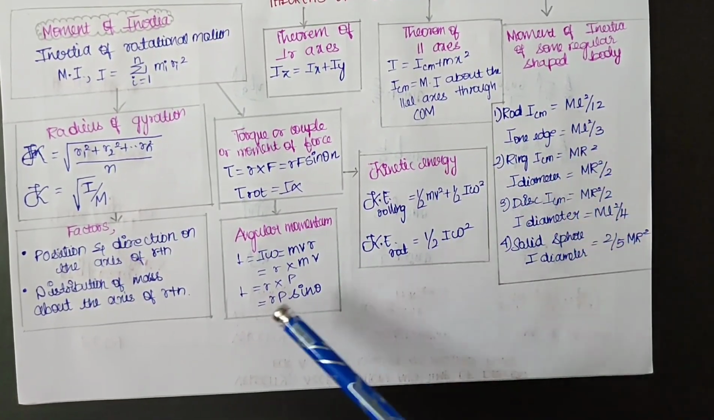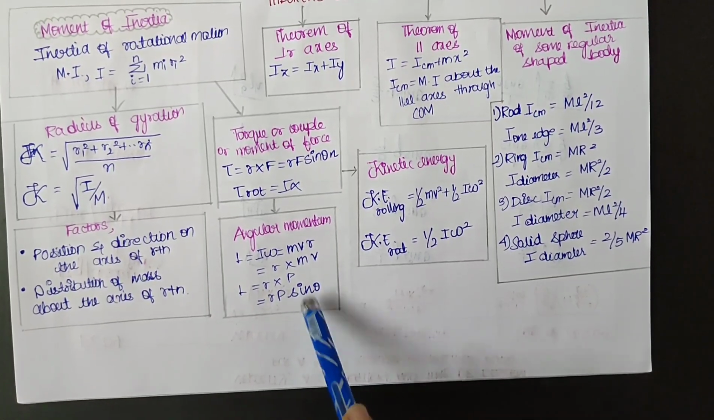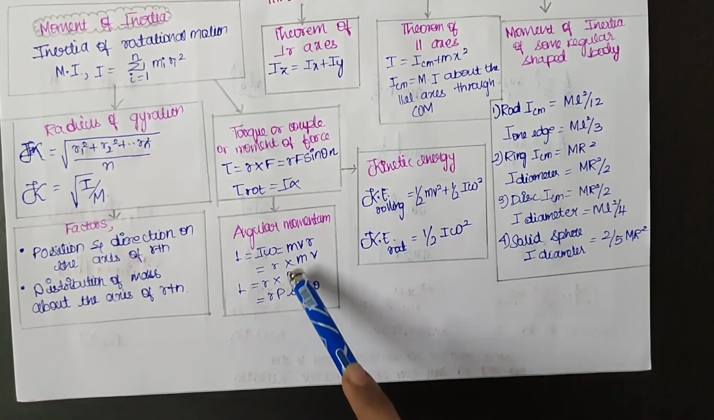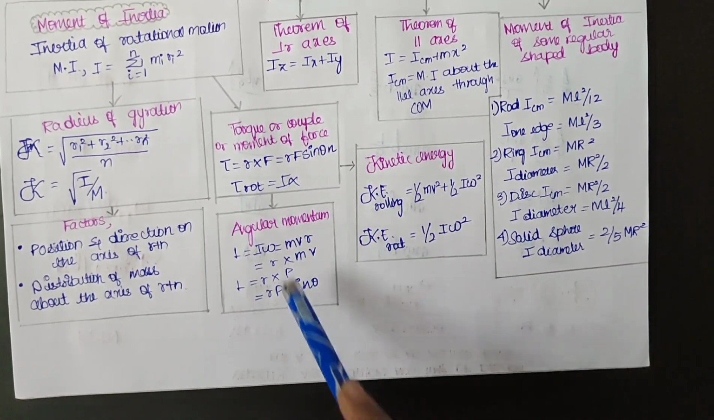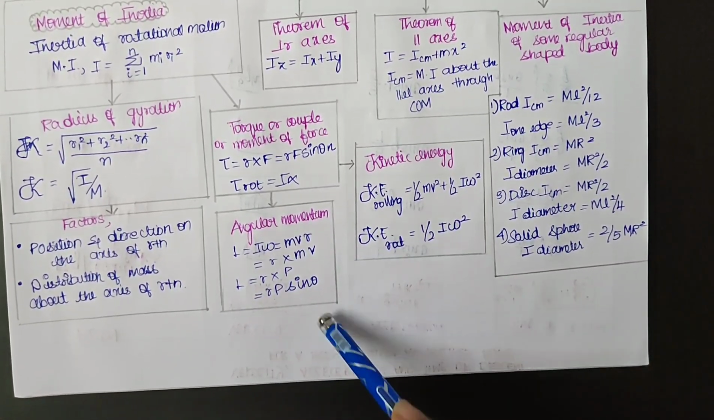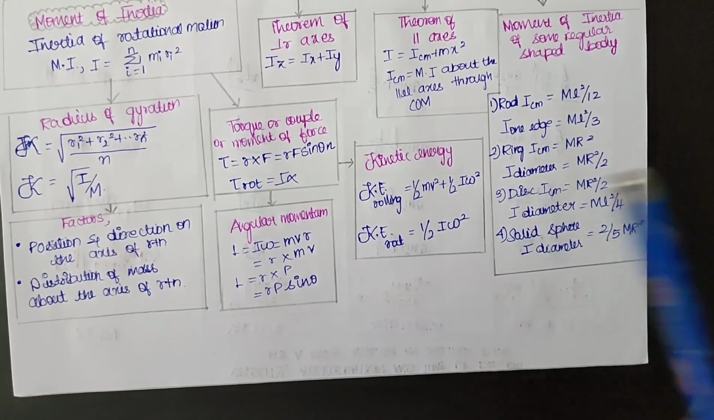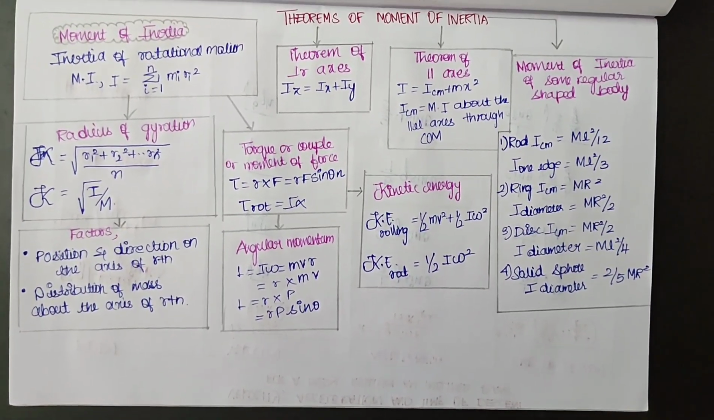In this case, it's not that you only have to use the final formula. If in the given question they have given the values of m, v and r, you should use this formula. If it is I and omega, you should use that, and if they have given the angle, you should use the final formula. Accordingly, you have to change, so you have to keep note of all the formulas.